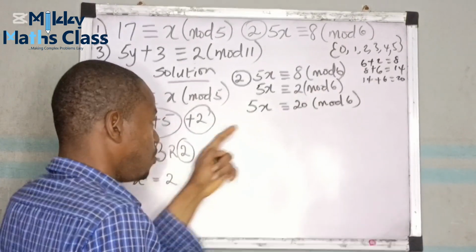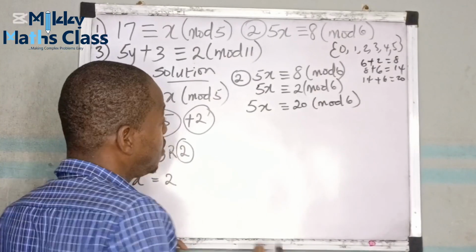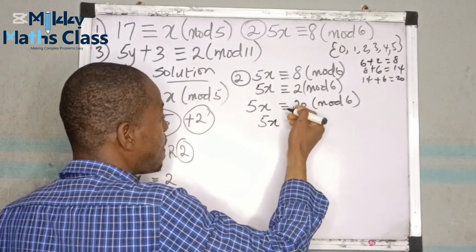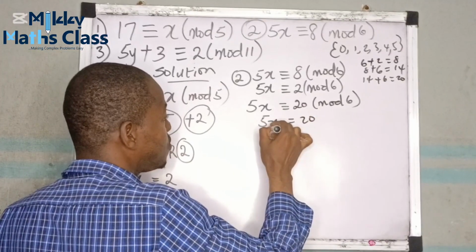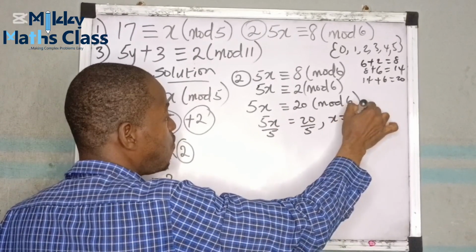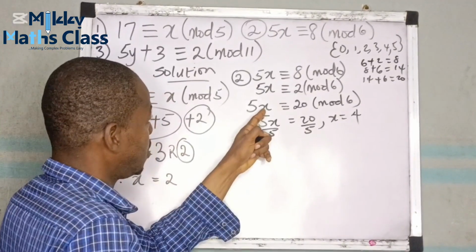Now, what do we have here? We can divide both sides by 5. So this becomes our 5x equals 20. Divide both sides by 5. So our x is equals to 4. So x is equals to 4.